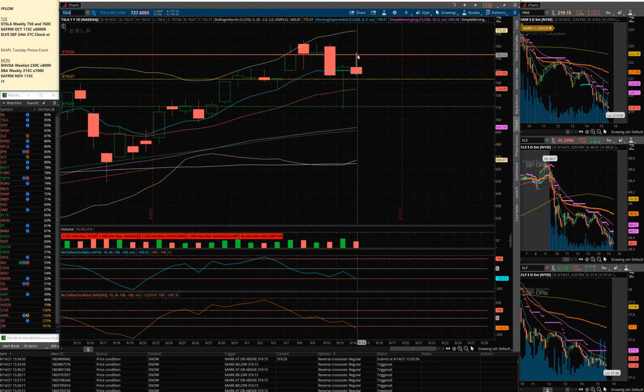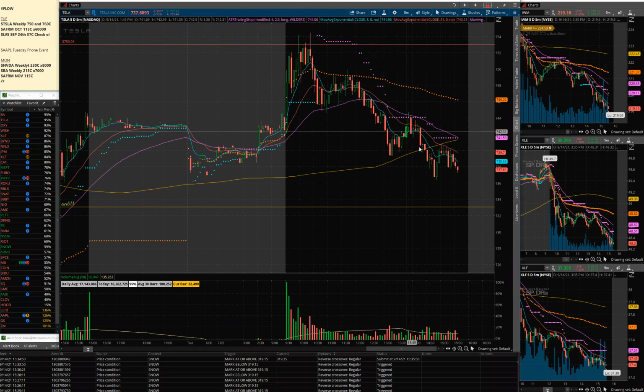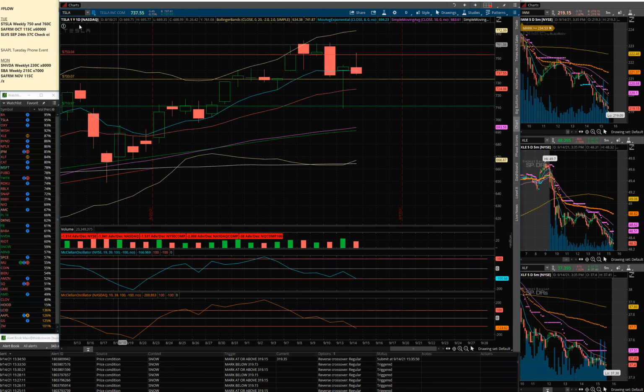I traded it up into that and got out, and it barely pushed above it and came back in twice here, and now it's on the lows. So that reversed. We'll see what Tesla wants to do going forward. But that gave a trade today. There was flow on that early.